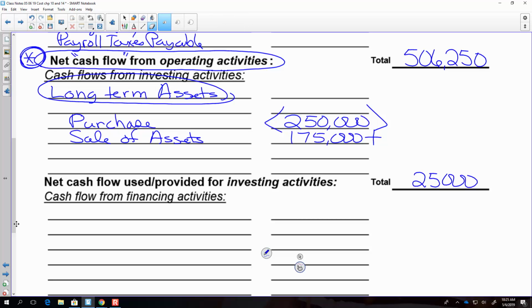Whoops, careful, Mary. You bought some land too. Oh, I'm not done yet, sorry. We bought some land, didn't talk about any sale, so that went up 218. 218,750.